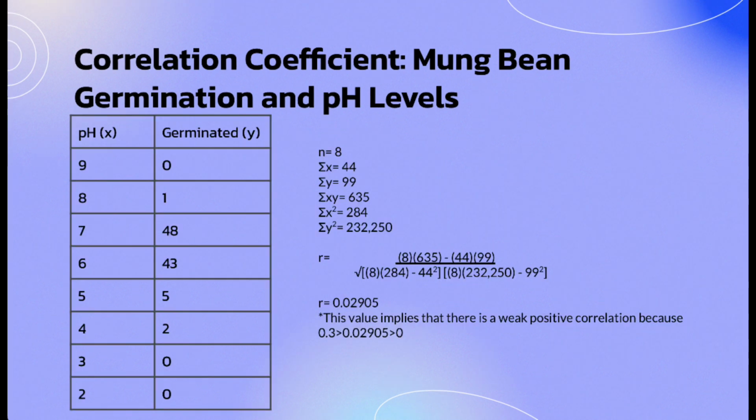Now we're continuing with this, and we have all our values to the right. n equals 8, the sum of x equals 44, the sum of y is 99, the sum of xy is 635, the sum of x squared is 284, the sum of y squared is 232,250. Then we plug that into our correlation coefficient formula, and we get 0.02905. This value implies that there's a weak positive correlation because 0.3 is greater than 0.02905, but 0.02905 is greater than 0.